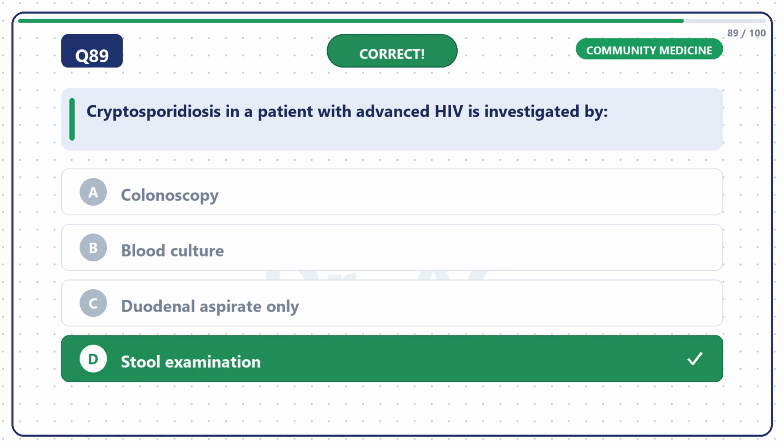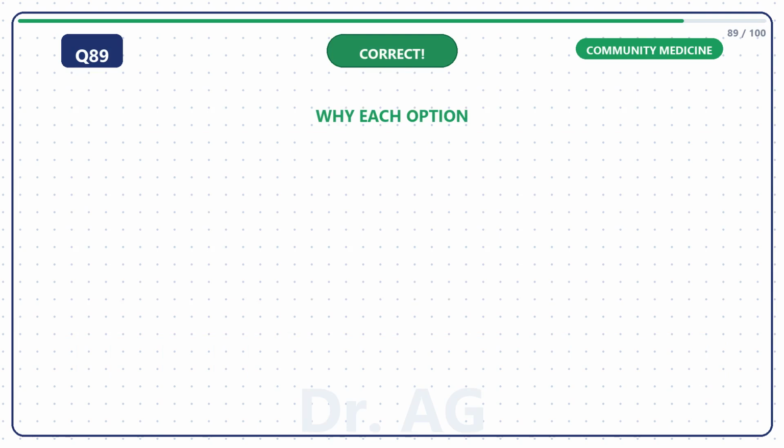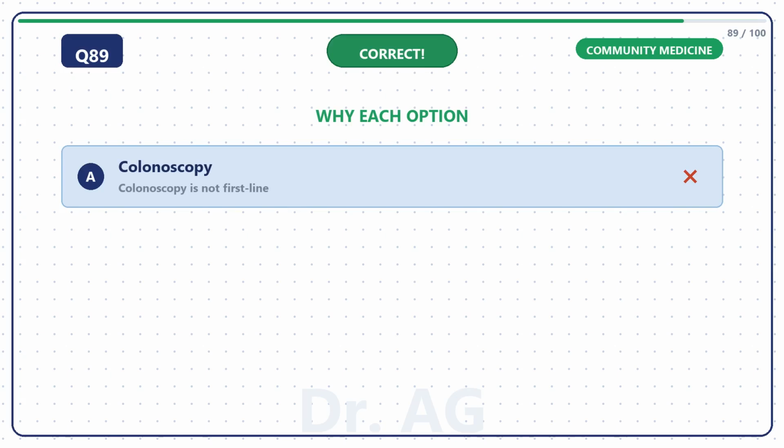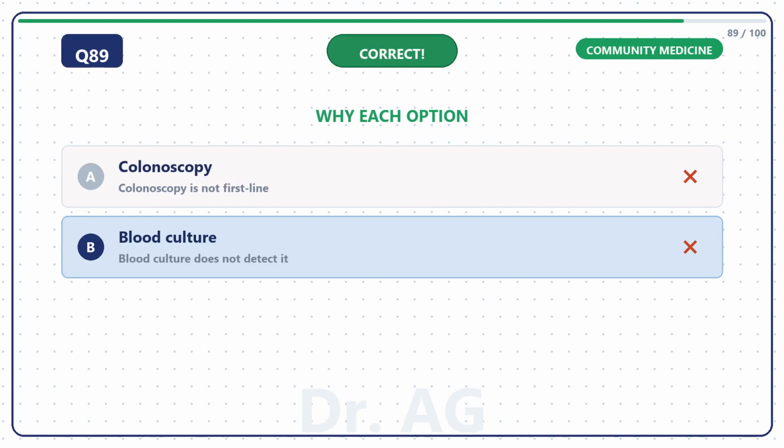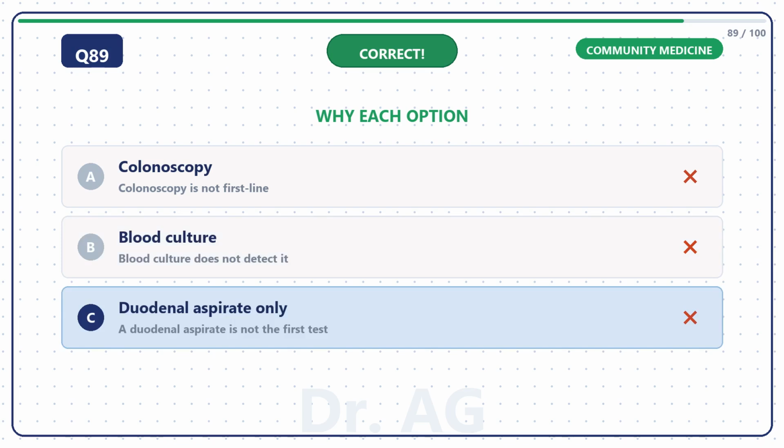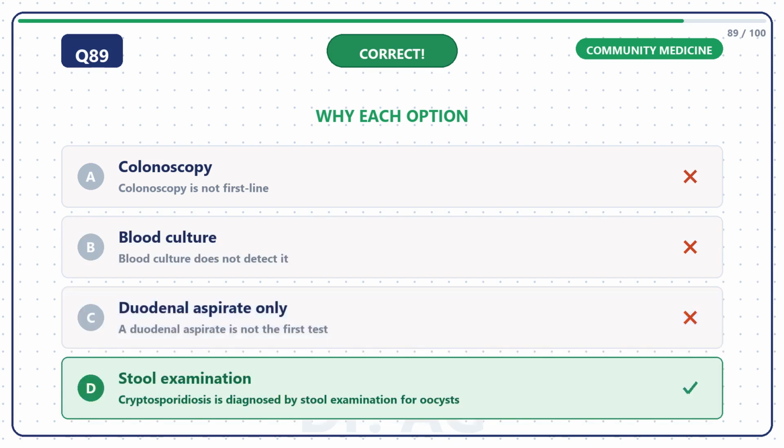The correct answer is option D. Stool examination. Let's go through the options. Colonoscopy. Colonoscopy is not first line. Blood culture. Blood culture does not detect it. Duodenal aspirate only. A duodenal aspirate is not the first test. And the correct answer is stool examination. Cryptosporidiosis is diagnosed by stool examination for oocysts. So, the right answer is option D.